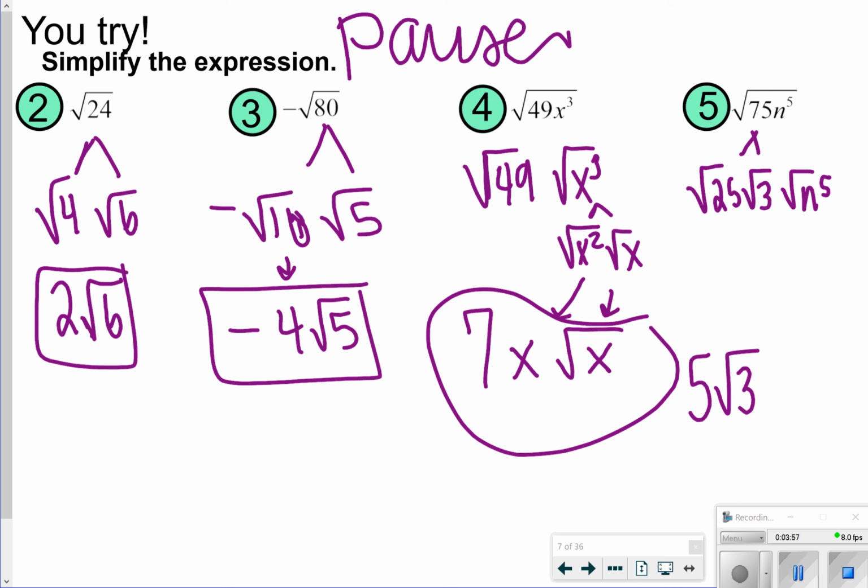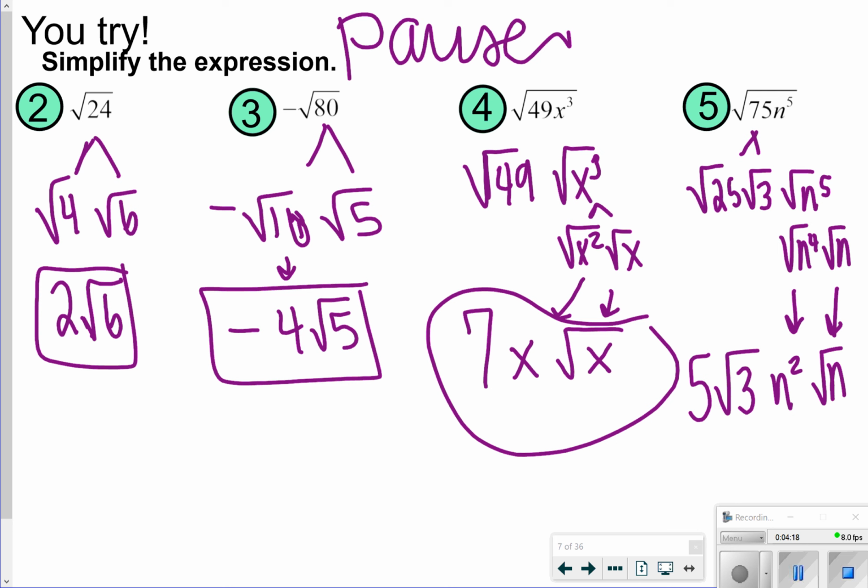For n to the fifth power, we can break that down into the square root of n to the fourth times the square root of n. Okay, and then the square root of n to the fourth would just be n to the second, and then the square root of n is unknown.